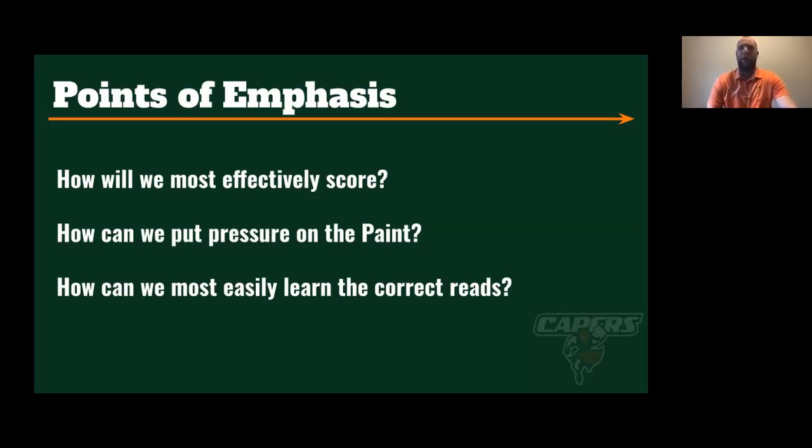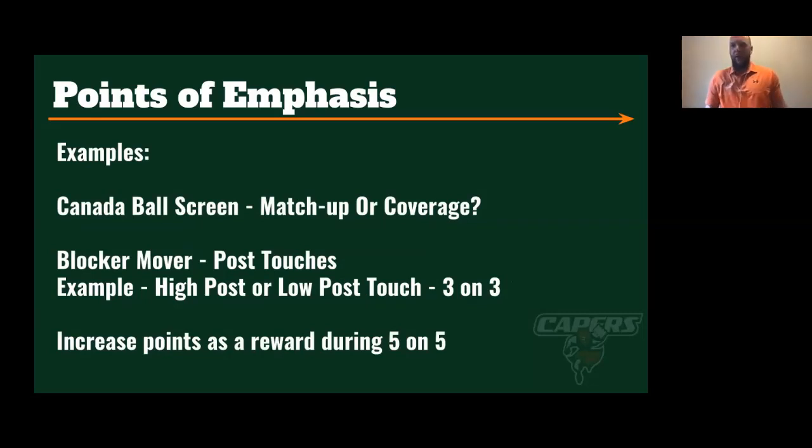And then again, how can we most easily learn the correct reads of a team? Maybe the I go, you go, sling, accept is too much for your team, but what's something you can do to teach the right reads and drill that point of emphasis for your team? The example of that would be in Canada ball screen. I feel like there are some very different ways of thinking about playing within the pick and roll. Are you just going to be concerned about the coverage you're facing against the team you're preparing for? Or are you only going to be concerned about the matchup?